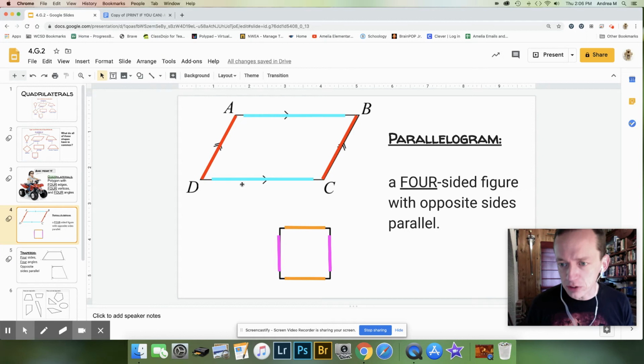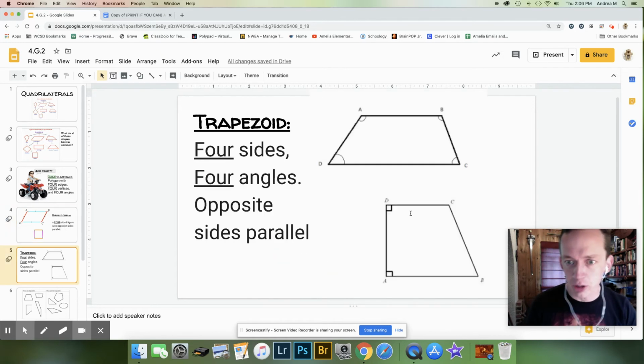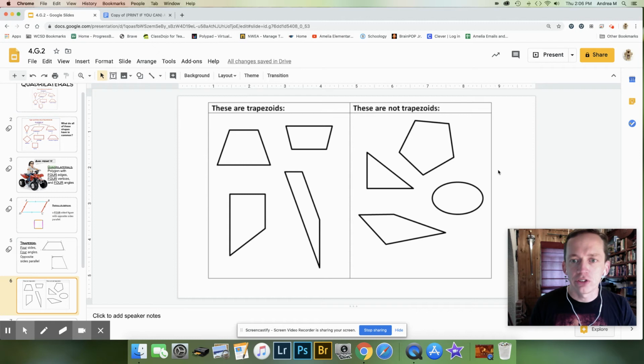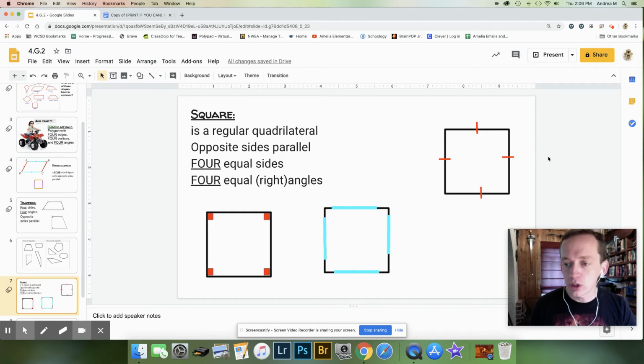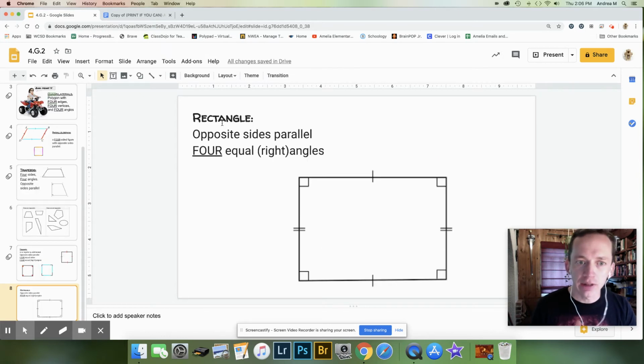So yeah, parallelogram, we just talked about that. Four-sided figure with opposite sides that are parallel. Trapezoid, we talked about these here real quick, where we have four sides, four angles, and opposite sides are parallel. Trapezoids, non-trapezoids, squares, four equal sides, those sides are parallel to one another on opposite, and they meet each other at four right angles. This is going to be what we're talking about today because they form, when they meet, perpendicular edges right here. These are perpendicular lines. They are making a right angle. We'll get to that in a second. Rectangle here, opposite sides are parallel, 4 equal right angles right here.